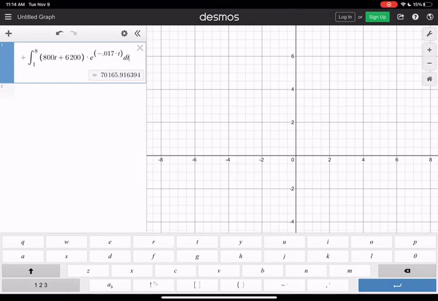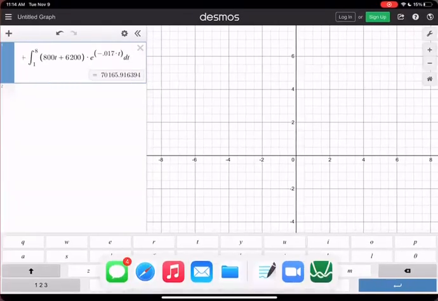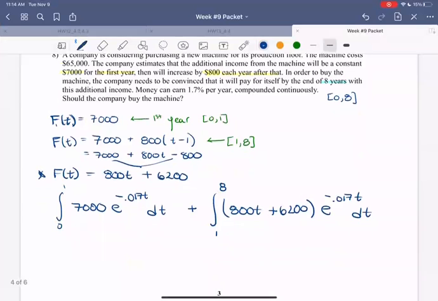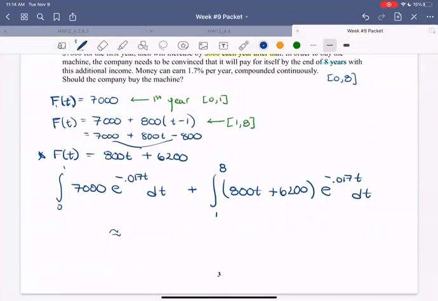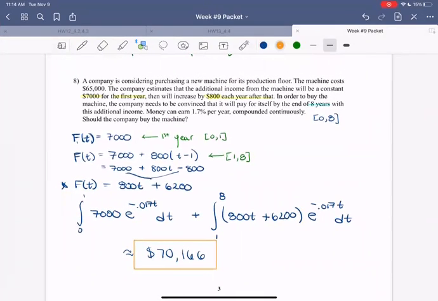So we can round to the nearest dollar here, 70,166. Let's go ahead and write that on our notes. This is about equal to 70,166. Take a moment to reflect on what this number means. This number means that we should expect our machine, if we were using it, to bring in an additional $70,166. This is how much the machine will be bringing in and how much money we will get in interest for that money that the machine is bringing in.